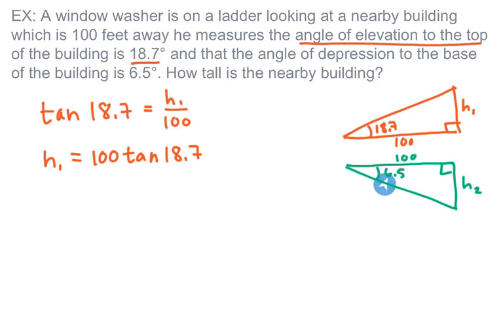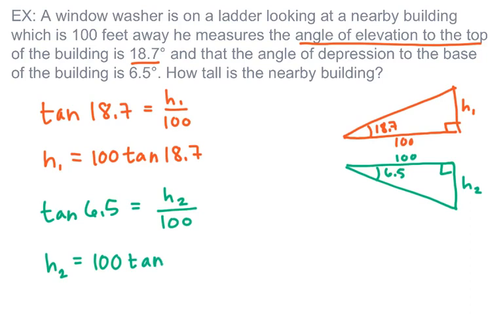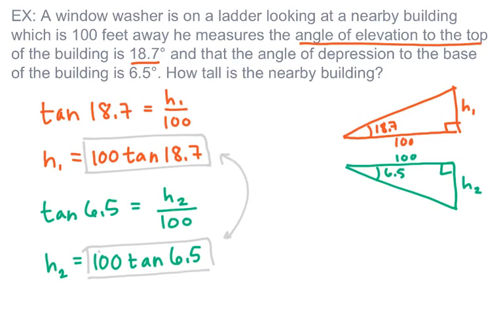So again, we look at this triangle. We have 6.5. 100 is adjacent to the angle we are considering, and H2 is opposite. So this triangle also uses tangent. All three triangles we've solved in this video used tangent. That's just a coincidence. But I've got tangent of 6.5 equals opposite over adjacent. So h sub 2 over 100. H sub 2 is 100 times tangent 6.5. So I know the sum of h sub 1 plus h sub 2, that's going to give me the total height of my building.